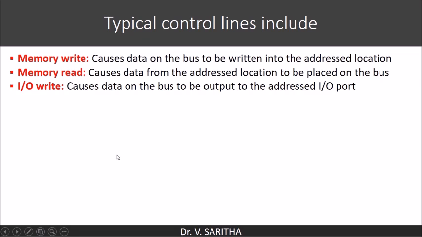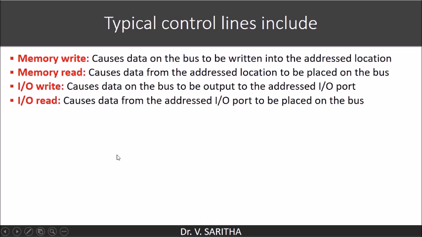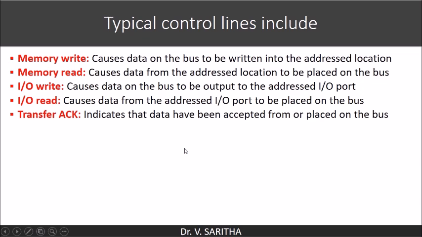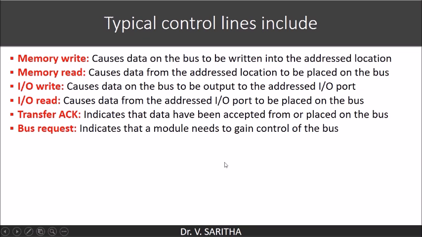I/O write means the data on the data bus is written to the I/O devices. I/O read, from I/O devices via the I/O port we are reading onto the data bus. Transfer acknowledgement indicates that the data have been accepted, and that corresponding acknowledgement will be sent. Bus request indicates that the module needs to gain control of the bus, that is, any module which requires access to the bus, then a bus request signal needs to be generated. Actually this will be used in the case of the DMA process.